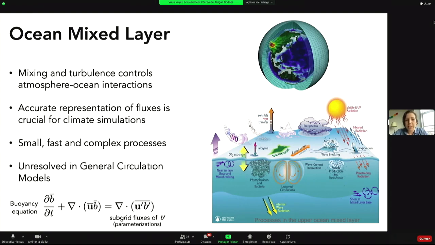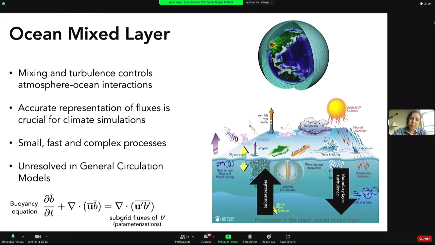However, many of these processes tend to be very small, fast, or complex. So they go unresolved in GCMs, and there's a lot of effort from the community to try to accurately, or as best as we can, represent them. So down here on the left is a general form of the buoyancy equation as we can imagine it being solved by the GCM. The bar terms are the resolution of the GCM, and the prime would be any process that falls below that grid scale. So we can think of these as the subgrid fluxes of the buoyancy. This is the parameterization that we're trying to capture. And depending on the different physical properties, we can represent these subgrid fluxes in different forms.